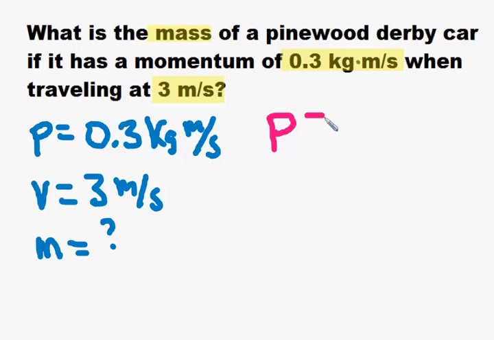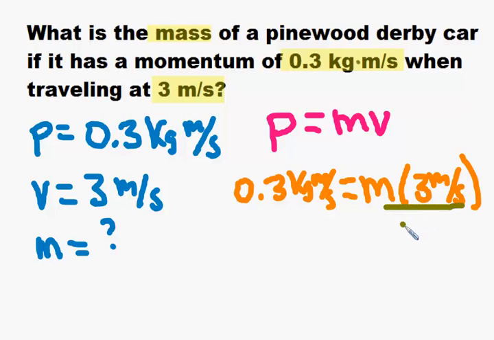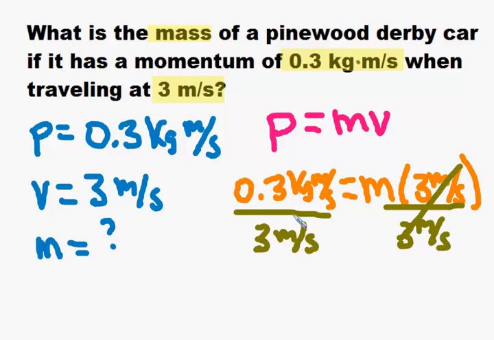Our equation: momentum equals mv. So now let's substitute in our givens. For P, we have 0.3 kilogram meters per second equals m, which we don't know, times v, 3 meters per second. All right, so we want to get mass by itself. We have to get rid of the 3. The opposite of multiply is divide, so divide both sides by 3 meters per second. Over here, this cancels, and the meters per second cancel those meters per second.